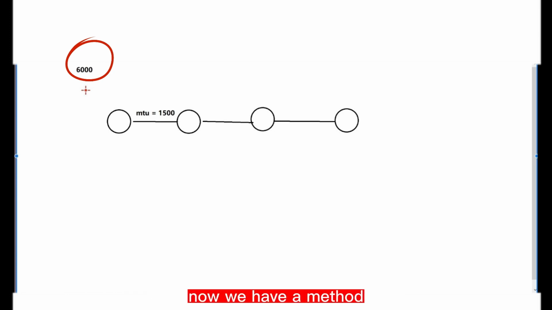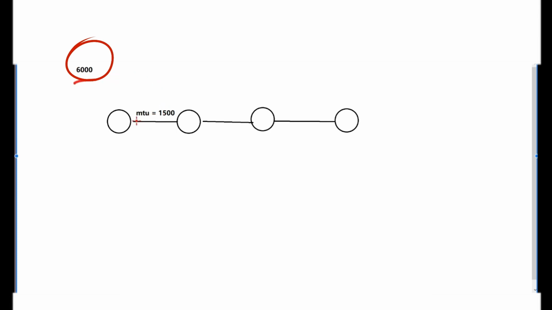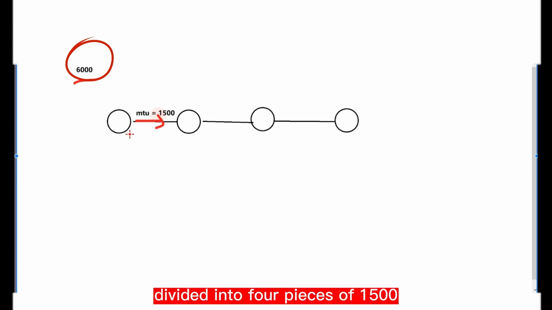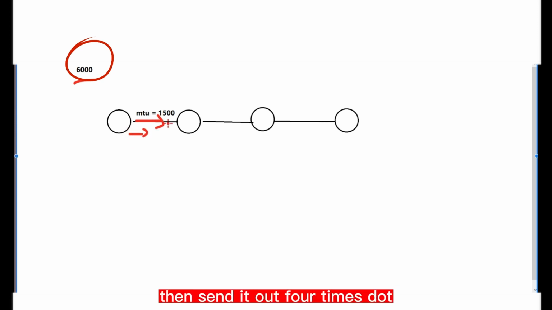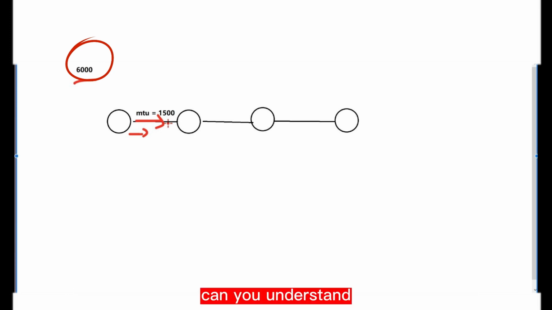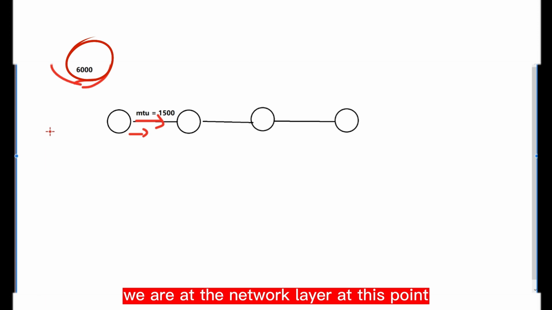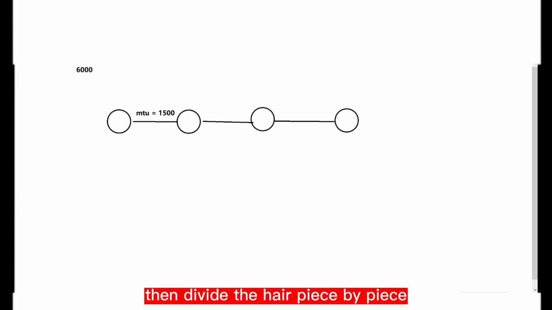Now we have a method. We can divide this 6000 into 4 pieces, for example 4 pieces of 1500, and then send it out 4 times. This is the sharding mechanism we are talking about. If the upper layer data is too large, at the network layer we can slice the data, cut it into small pieces, and then send it piece by piece.